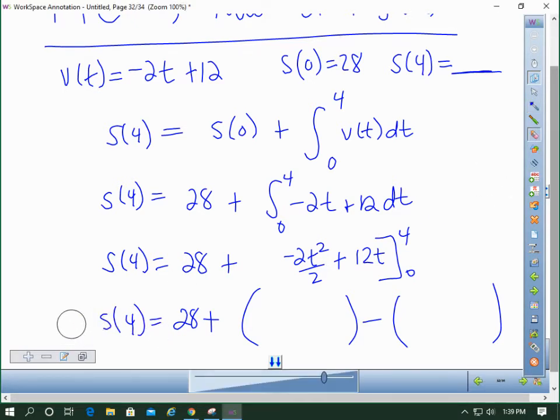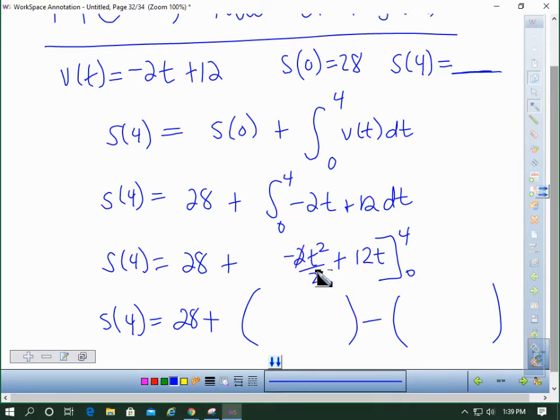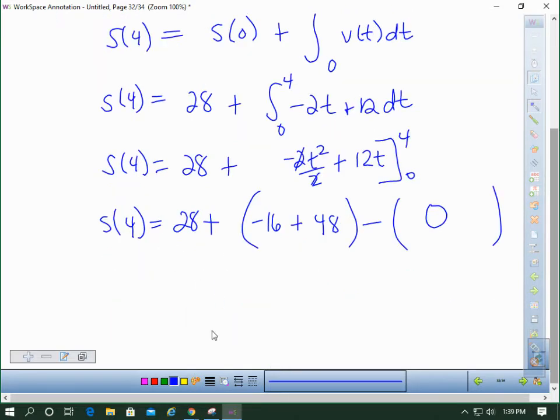So we do the fundamental theorem of calculus. I'm going to put the 4 in first, and of course these 2's cancel. Putting a 4 in here will be negative 16, and putting a 4 in here will be plus 48. Then putting a 0 in for both of those is going to be 0. So my S of 4 is going to be 28 minus 16 plus 48.